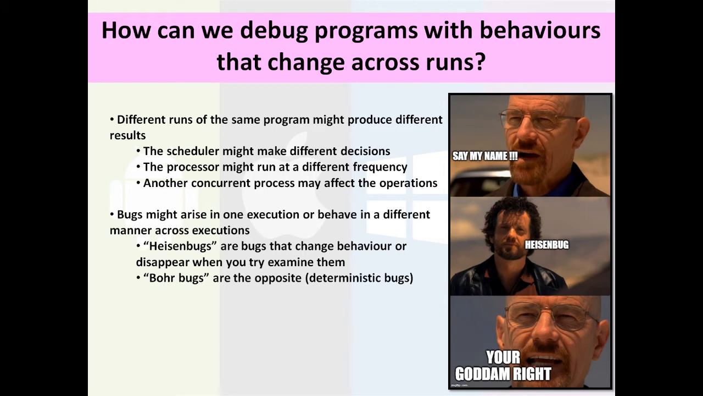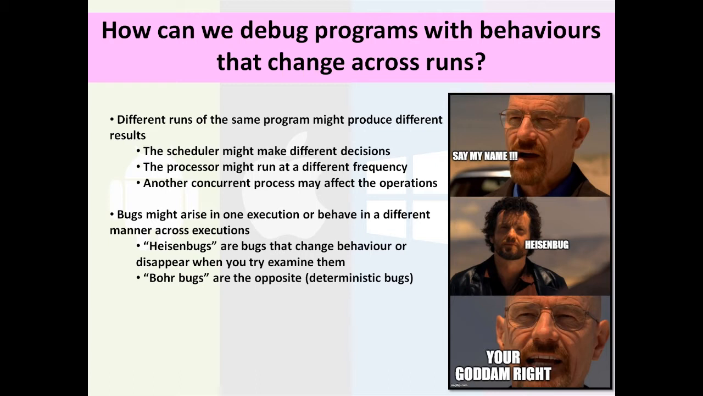So that leads us to another question: how can we even debug programs with behaviors that change across different executions or different runs? Now, this brings us to a very important bug, and it's going to be the Heisenberg bug. And that arises when different runs of the same program produce different results. And we've discussed these: the scheduler might make different decisions, the processor might run at different frequencies across different machines, and another concurrent process may affect the operation. So bugs might arise in one execution or behave in a different manner across different executions.